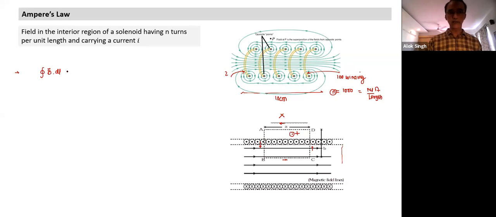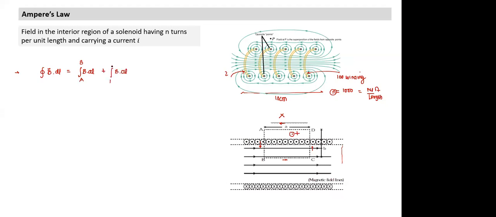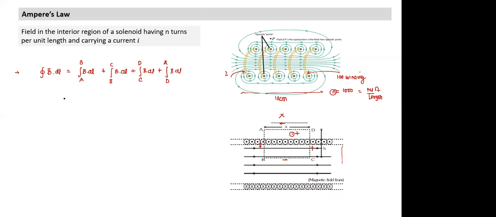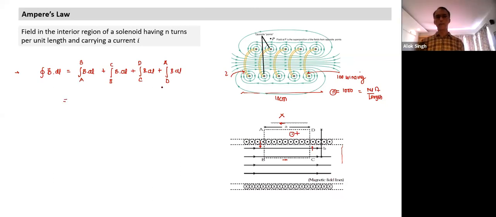I can divide this into four parts. It is equivalent to saying B dot dl from A to B, plus B dot dl from B to C, plus B dot dl from C to D, plus B dot dl from D to A. The current will be the number of turns; we'll come to that one. First, let's see this part. Assume that the field inside is uniform and equal to B.